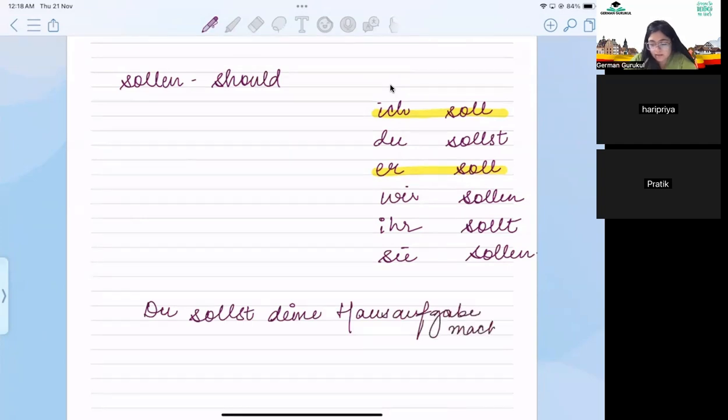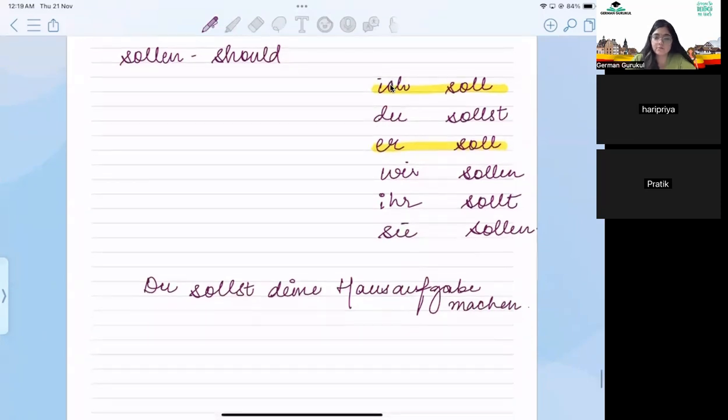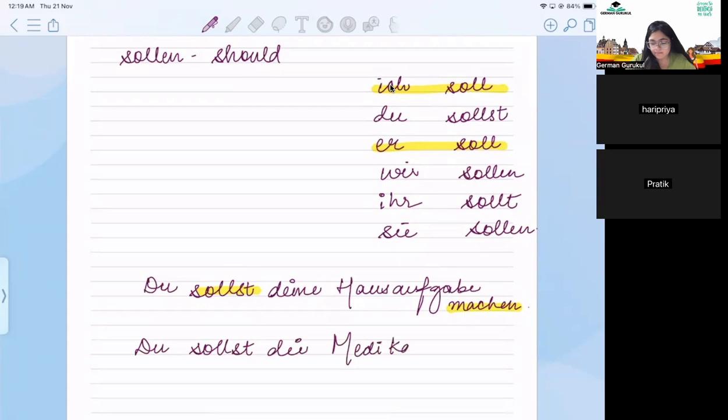You should take the medicine. Haripriya, how will you say this? You should take the medicine. Du sollst nehmen, but I don't know the word for medicine. Medicine. Die Medizin, ja. Medikamente. Ja, du sollst die Medikamente einnehmen.